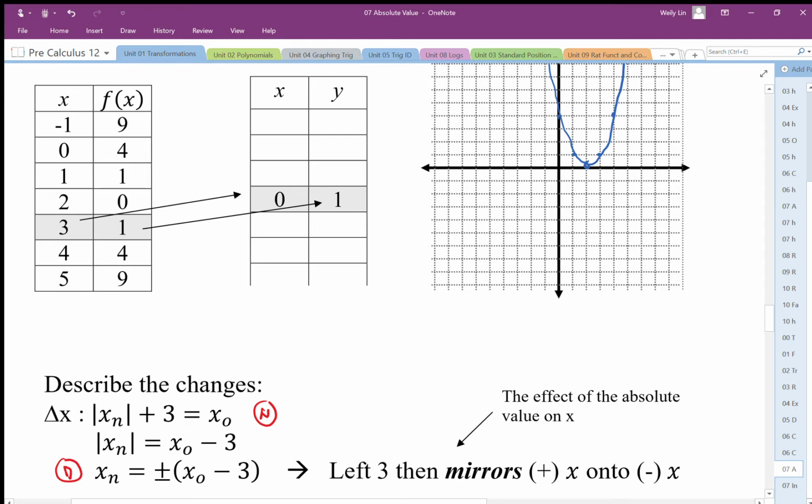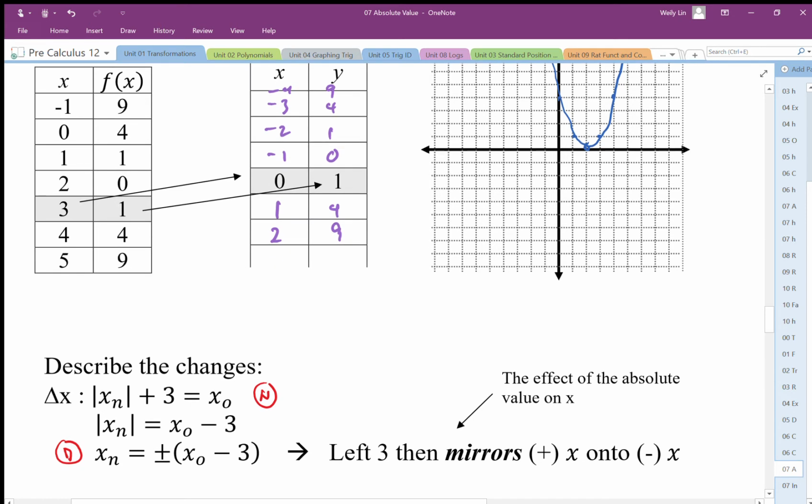Everything gets shifted left 3. So I'm going to go 2, 1, the 3 gets shifted to 0. So it's going to be 2, 1. This is going to be negative 1. That's going to be negative 2, negative 3. And I've got another coordinate in here, negative 4. 9, 4, 1, 0, 1, 4, 9. Those are our coordinates here. So that's the first step. I've done my left 3.